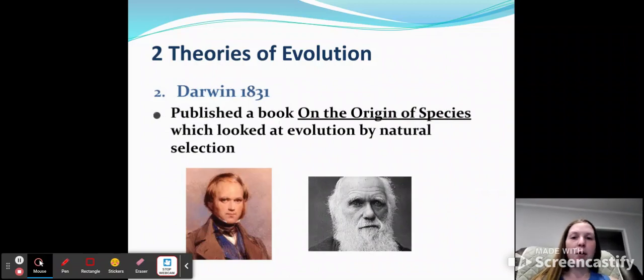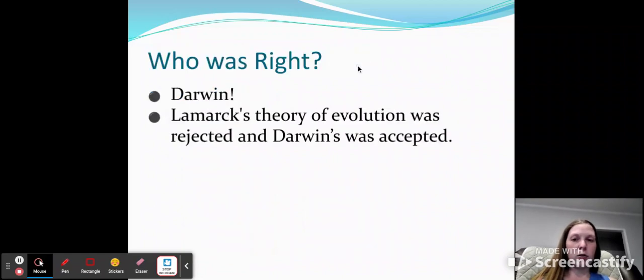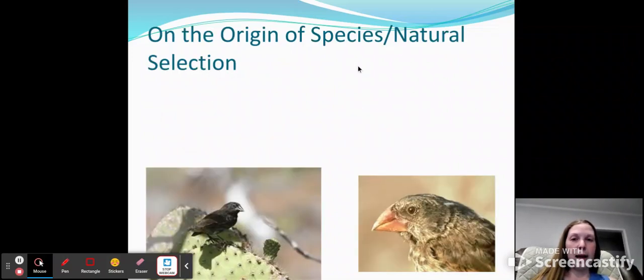And then Darwin, from 1831, whose name you've heard before, published a book called On the Origin of Species, where he looked at evolution by natural selection. Of these two, Darwin is the most correct, as in his theory was accepted, and that's due to his evidence behind natural selection.